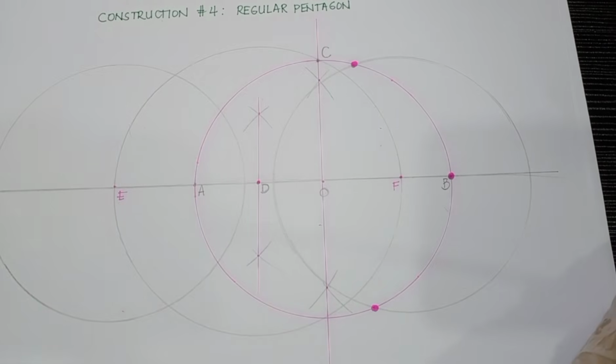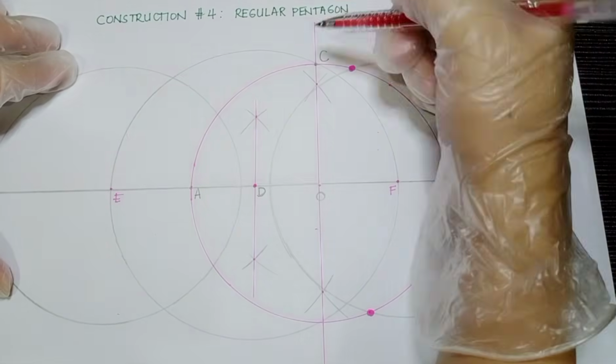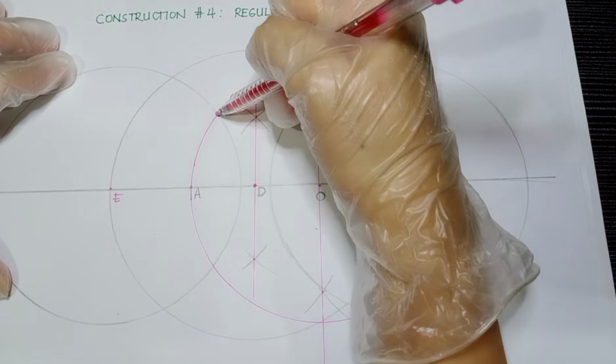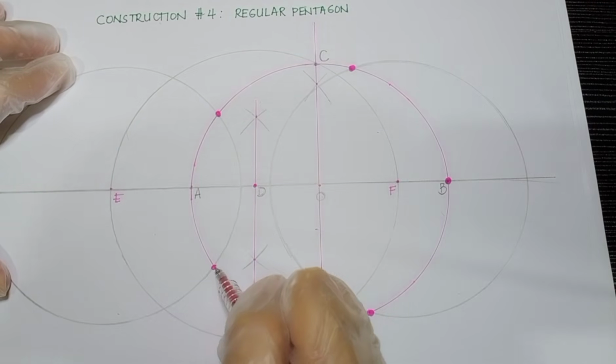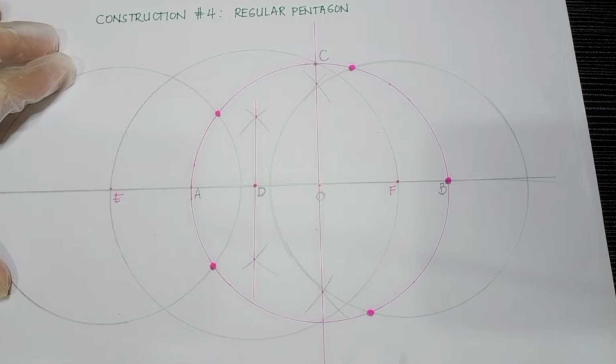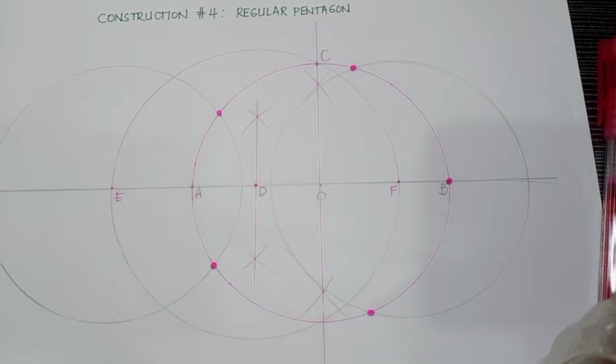Kukunin natin ngayon yung intersection ng circle na to dun sa original na circle. So, ito yung circle mo. Ito po yung intersection niya. Okay? And this one. So, we now have 5 points. 1, 2, 3, 4, and 5. So, i-connect na po natin siya ngayon.